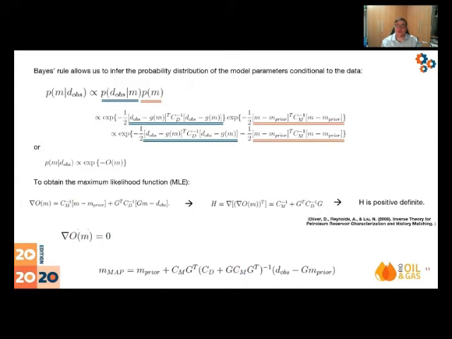It's necessary to obtain the probability of a model given an observed data. For this, Bayes' theorem can be applied, originating our objective function. Oliver and Reynolds evaluate the Hessian of the objective function and show that for linear problems, the Hessian is positive definite and has a unique global minimum. The MAP will be the parameters that minimize the gradient of the objective function for linear problems, and it has this formula.